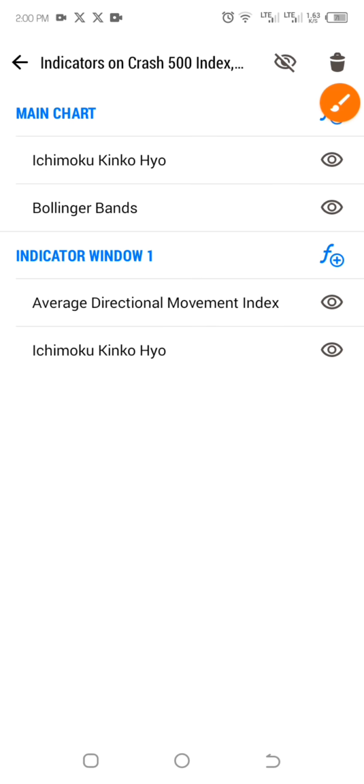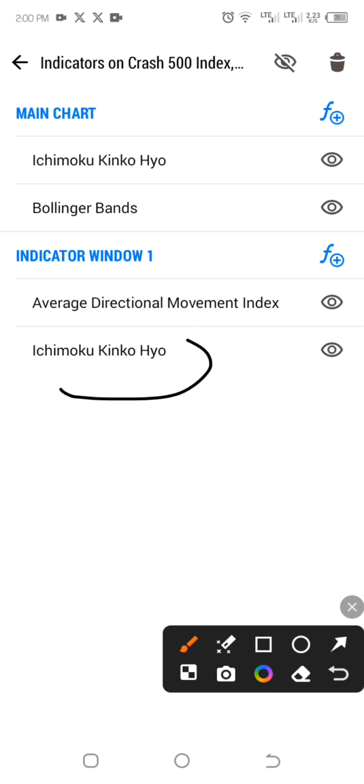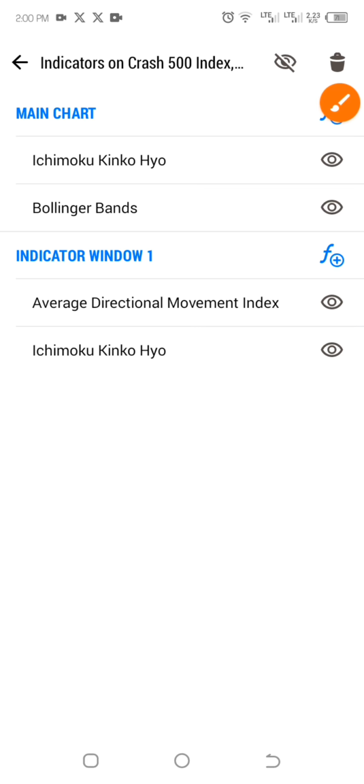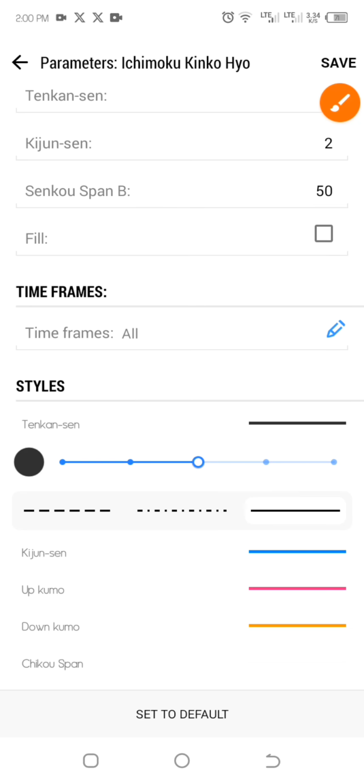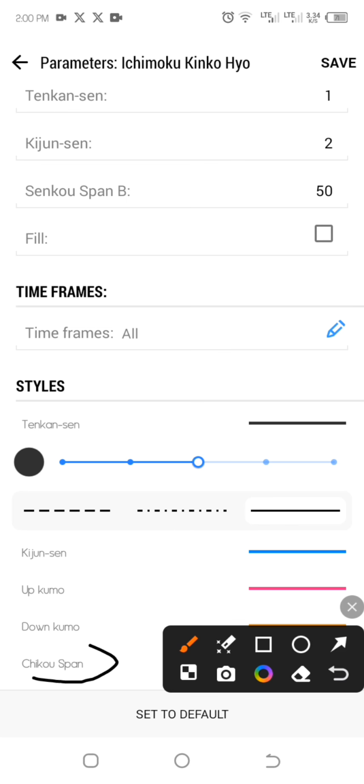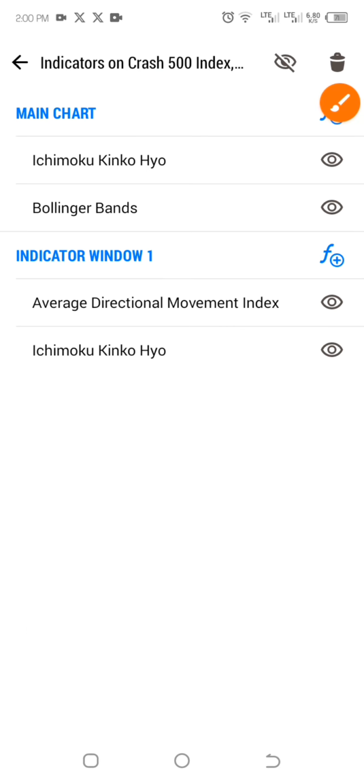Now for the second Ichimoku, you click on this F icon here on your indicator window, search for Ichimoku, and these are the parameters. The Tenkan is 1, the Kijun is 2, the span is 50. Now we need all the colors except the Chikou span. Use any color of your choice, then click on save, and those are the settings you are going to be using for this strategy.